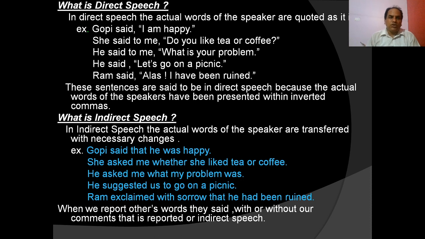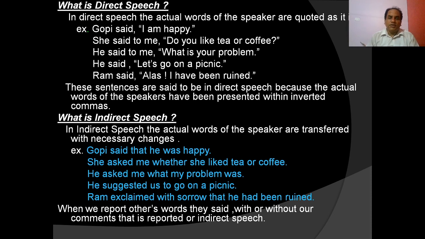Other examples: She said to me, "Do you like your coffee?" He said to me, "What is your problem?" He said, "Let us go on a picnic." Rama said, "Alas, I have been ruined." So these sentences are said to be in direct speech because the actual words of the speakers have been presented within inverted commas. So let us discuss what is indirect speech.